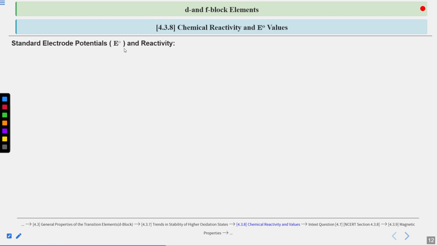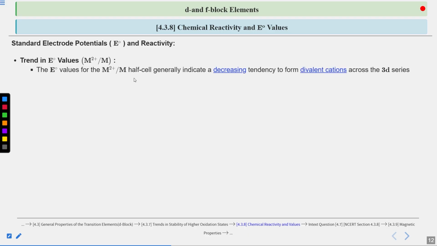Now, standard reduction potential E0 and reactivity. Standard electrode potential E0 and reactivity. So, the trend in the E0 values, that is M2 positive to M. The E0 value for the M2 positive to M half cell generally indicates a decreasing tendency to form a divalent cation, that is M2 positive, across the 3D series. So if you observe the E0 value for the M2 positive to M half cell, it indicates there is a decreasing tendency to form M2 positive from M across the 3D series.